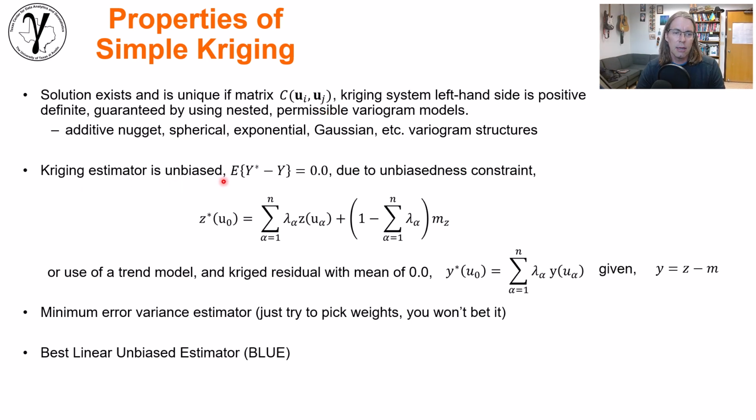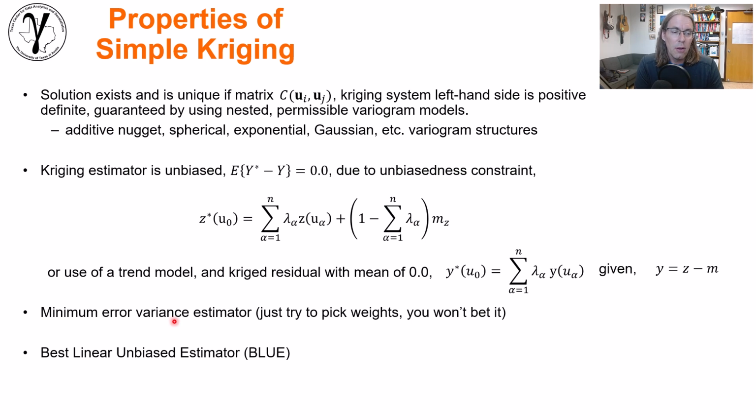Kriging estimator is unbiased. The expected value of your estimate minus the truth should be equal to 0. There'll be error, but you'll be centered on 0. And that's due to this unbiasedness constraint that we included at the very beginning. Of course, if we use a trend model, which is what we're assuming with 0 mean of the residual, it simplifies to this. This cancels out, but it's implied that we have an unbiasedness constraint.